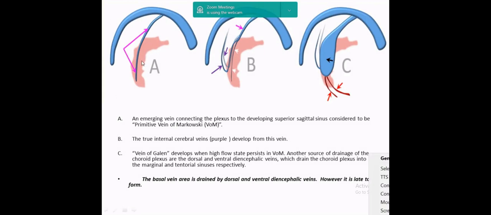This is the vein from which the true internal cerebral veins also develop. We can also notice that the vein of Galen develops due to the high flow state which persists in the vein of Markowski. This is another source of drainage of the choroidal plexus, mainly the dorsal and ventral diencephalic veins, which drain the choroidal plexus into the marginal and tentorial sinus respectively. The basal vein area is mainly drained by the dorsal and ventral diencephalic veins. However, it is very late to form.